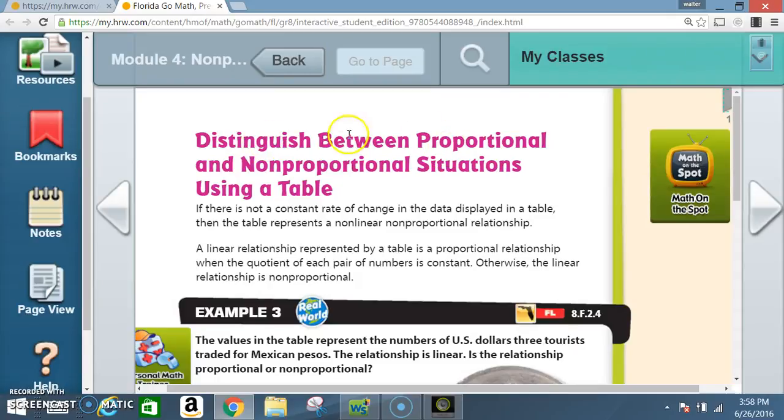Distinguish between proportional and non-proportional situations using a table. If there is a constant rate of change in the data displayed in a table, then the table represents a non-linear proportional relationship. A linear relationship represented by a table is a proportional relationship where the quotient of each pair of numbers is constant. Otherwise, the linear relationship is non-proportional.